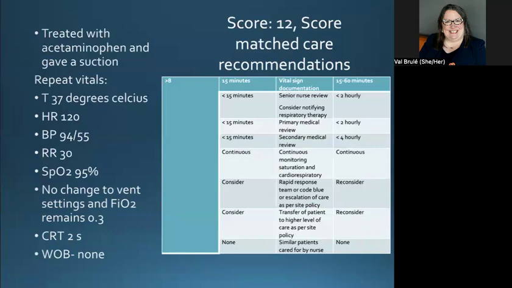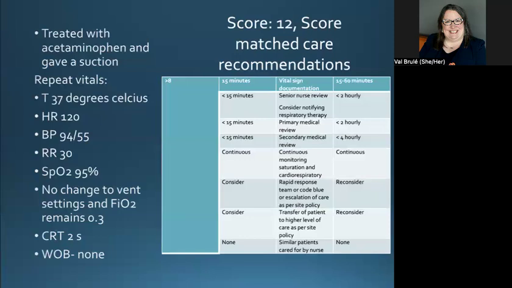In this case, the patient would likely already have a higher score because they have a tracheostomy and ventilator. So therefore, this is why most of this is recommendations. And I'll go into details about what you do if your patient has a high baseline score at all times.